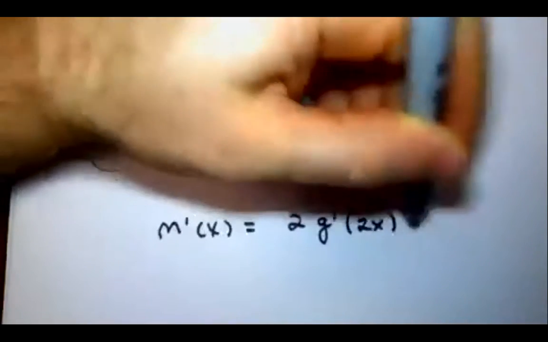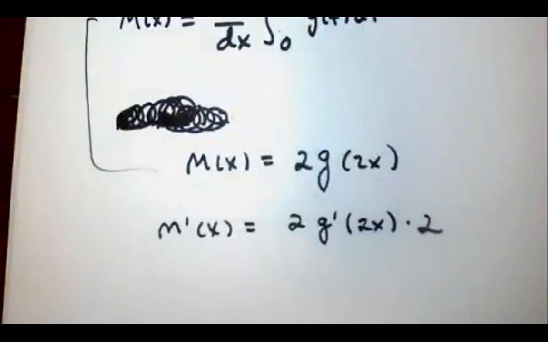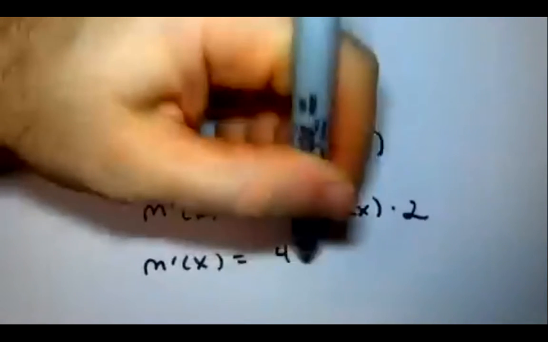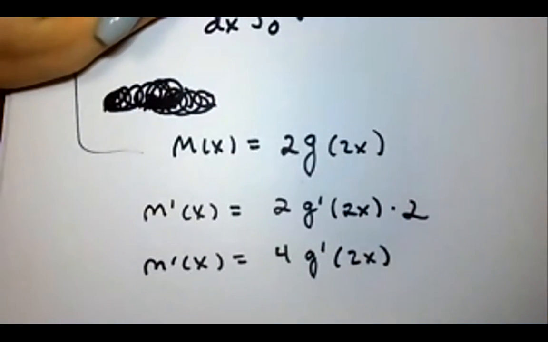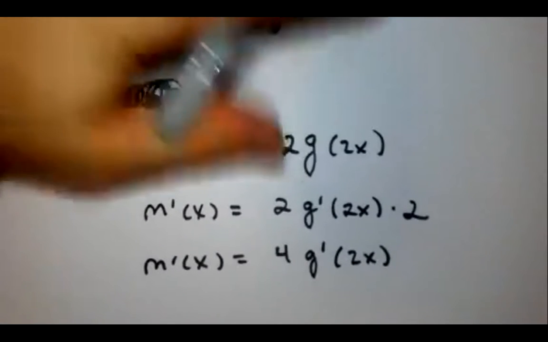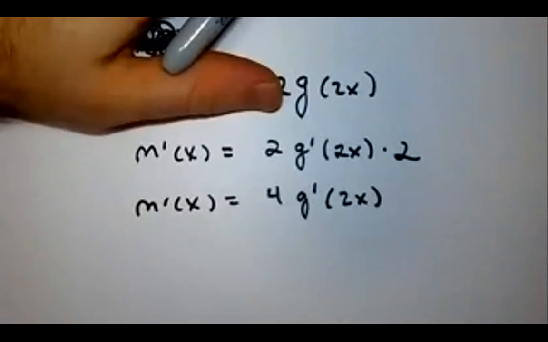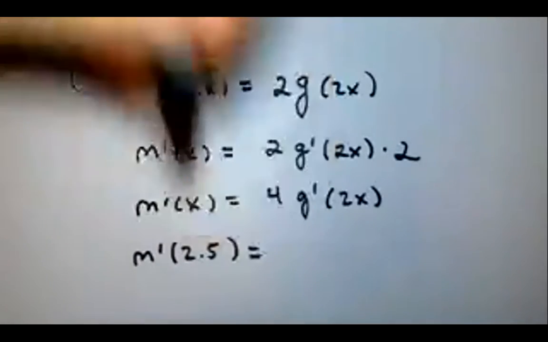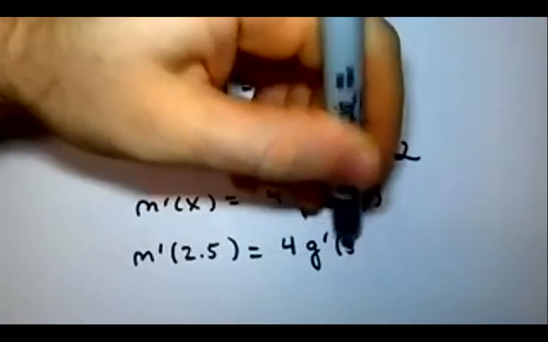So now when we derive this, m prime of x, that's really going to be 2g prime 2x times 2, trig prime stuff prime. And then if we clean that up, m prime of x is really equal to 4g prime of 2x. All right. And now you're being asked to find m prime of 2.5. And that is equal to 4g prime of 5.